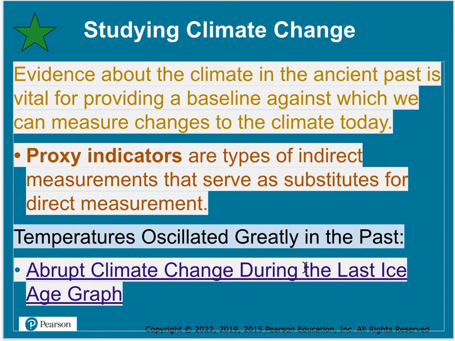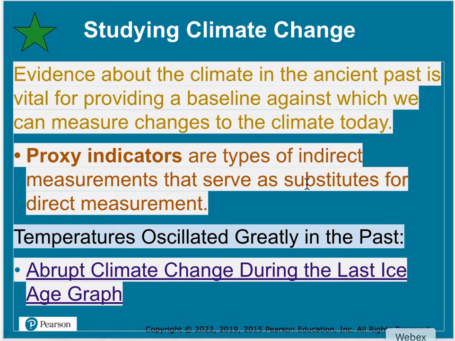So we talked a little bit ago about how scientists even know what particles existed in the atmosphere 100 years ago or even 1,000 years ago. How could they possibly know that? So scientists look for different proxy indicators. They look for different things that they can measure from the past.